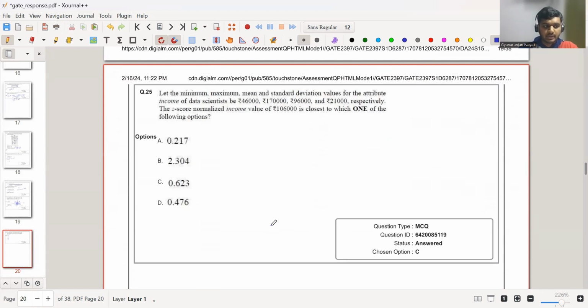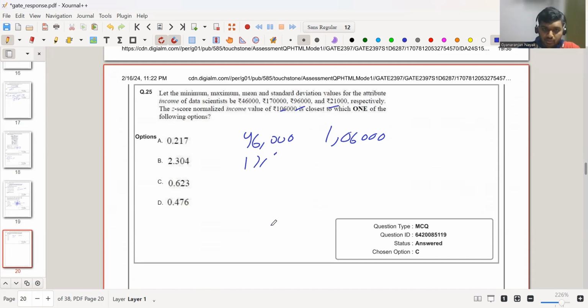Let the minimum, maximum, mean and standard deviation values for the attribute income of a data set be 46,000, 117,000, 96,000 and 21,000 respectively. The Z score normalized income value of 1,06,000 is closest to which one of the following options?